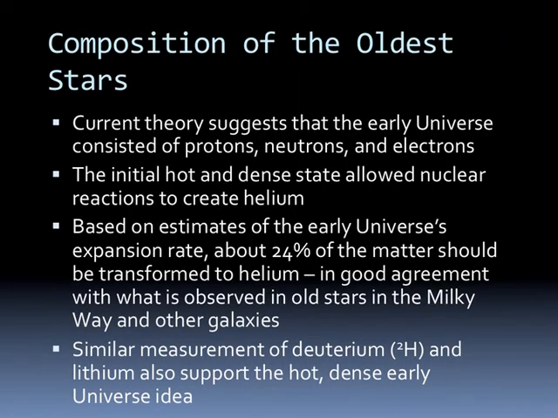So current theory suggests that the early universe consisted of protons, neutrons, and electrons. The initial hot, dense state allowed nuclear reactions to create helium. Now, based on the estimates of the early universe's expansion rate, about 24% of the matter should be transformed into helium. And that's in great agreement with what was observed in old stars in the Milky Way and in other galaxies. Now, that's not the only measurement. We can do different measurements on deuterium, which is hydrogen with an extra neutron, and lithium, and all these support the hot, dense early universe theory.